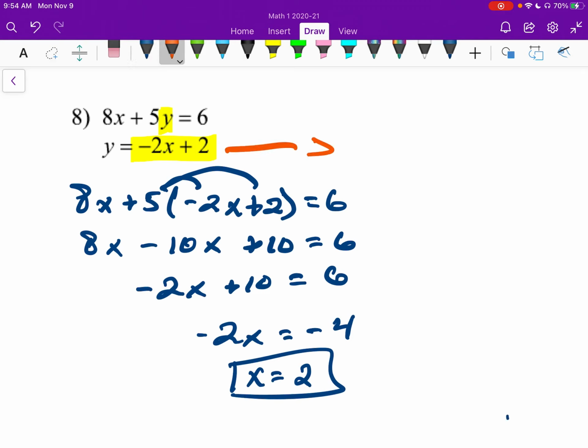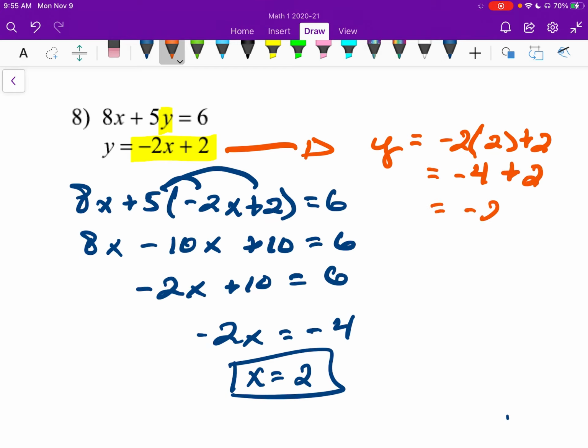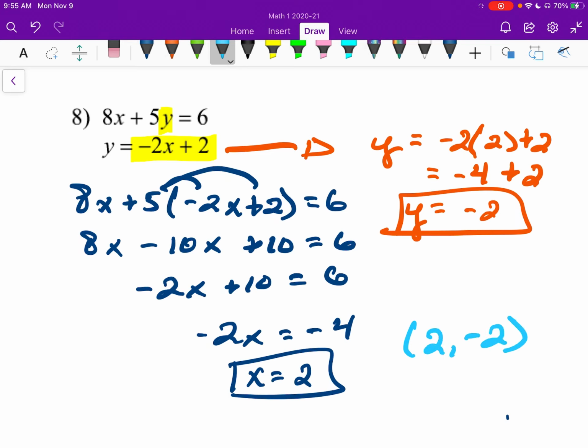I go back to plug in. I'm going to use the bottom one. And I say, well, y equals negative 2 times 2 plus 2. Lots of 2's. This is negative 4 plus 2, which is negative 2. So I have the point. What is the point? It's x, y, so (2, negative 2). All right, there we are.